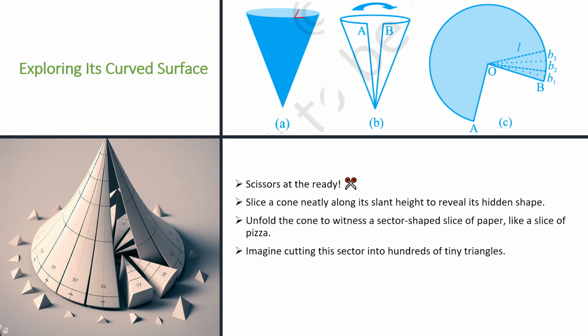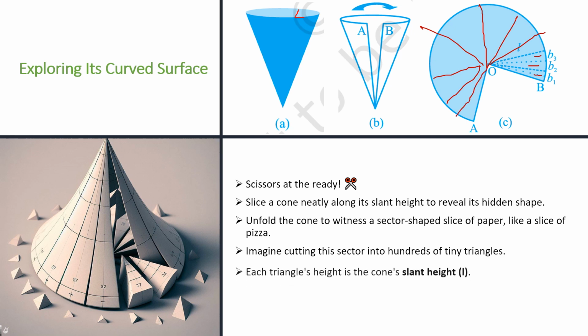Cut the sector into hundreds of teeny triangles like this. For example, look at it: 1 triangle, 2 triangle, 3 triangle, like this, 4, 5, 6, 7. These are all triangles, right? Hundreds of triangles, n number of triangles. Imagine. So now this entire area is made up of many triangles.